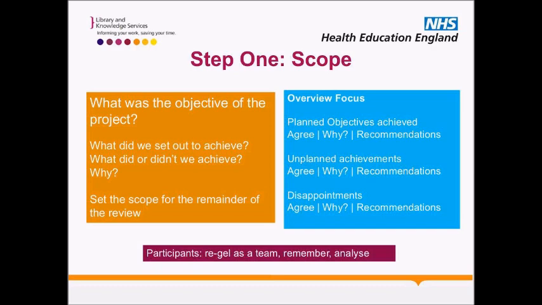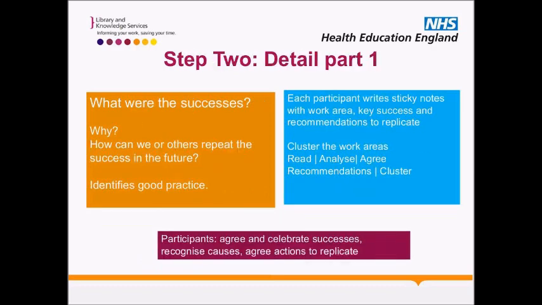The second step of the retrospect is then drilling down in a little bit more detail, thinking about what were the successes of this project, why were they successful, and how can others repeat that success. This is all about identifying good practice. And one way of doing this is to ask each participant to write a sticky note with the work area that they're looking at, the key success related to that work area, and what their recommendation would be to replicate that success.